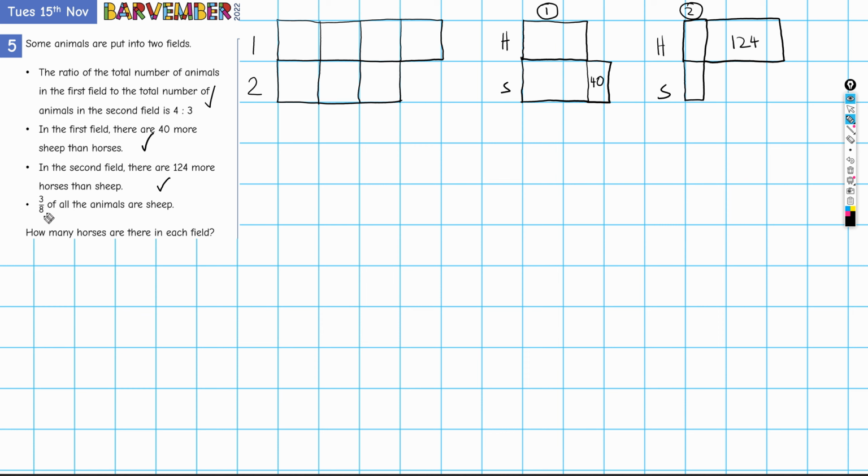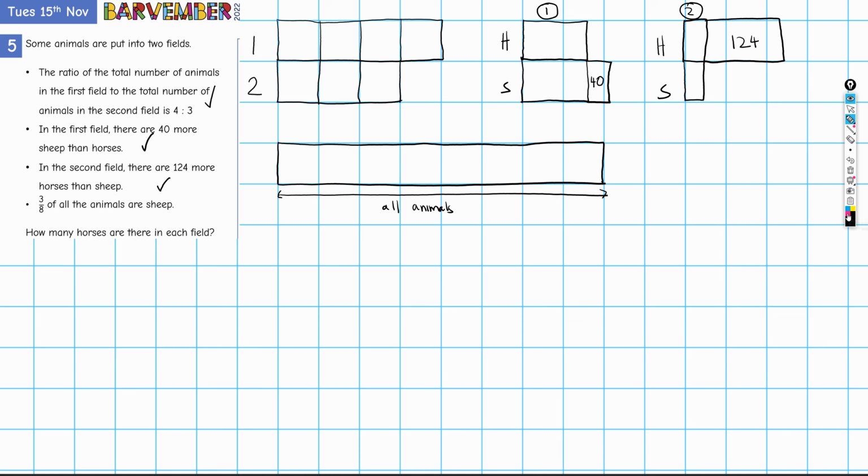We're also told that 3/8 of all the animals are sheep. Well, that's quite simple to draw. I'm going to do 2, 4, 6, 8. Now this represents all the animals. All the animals.